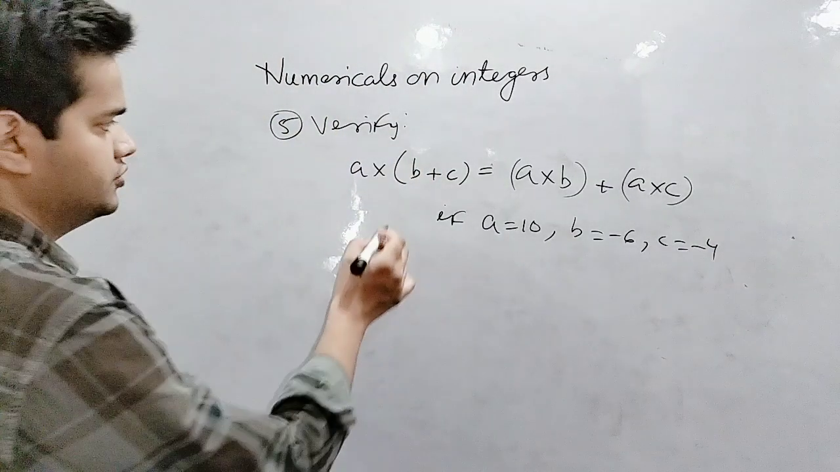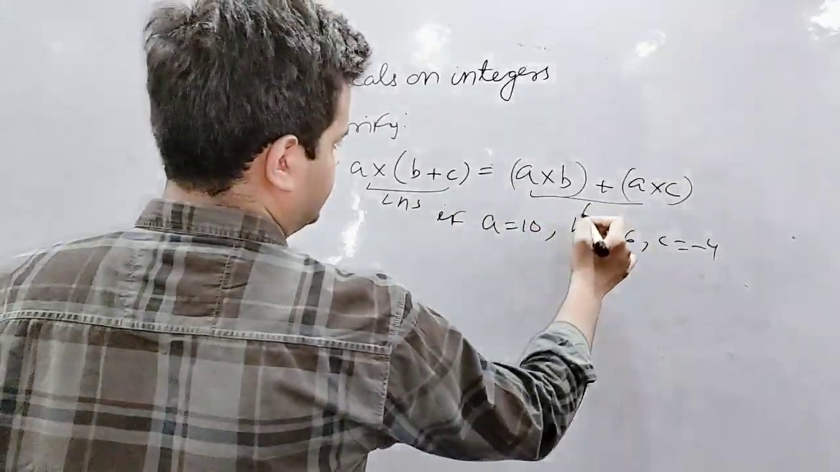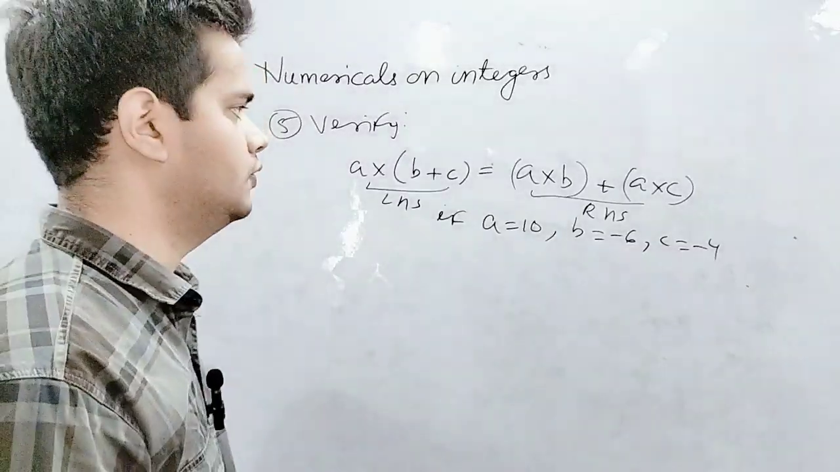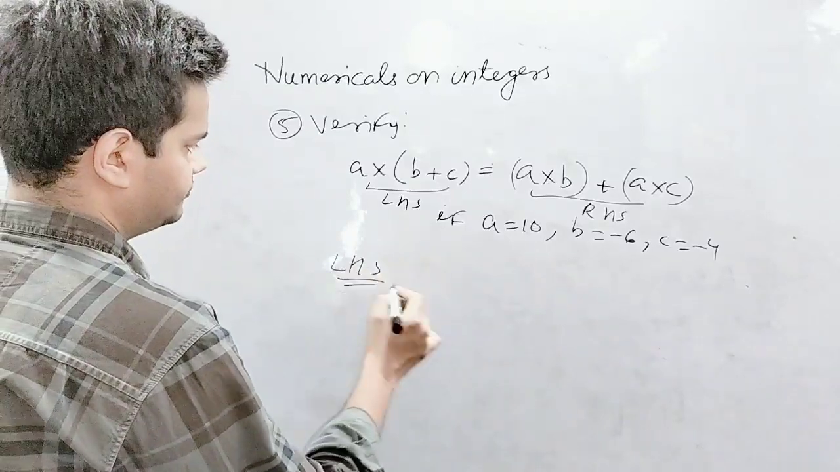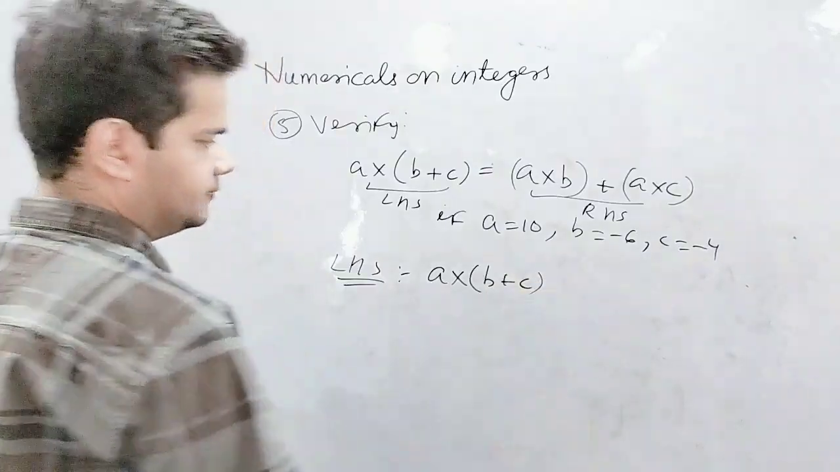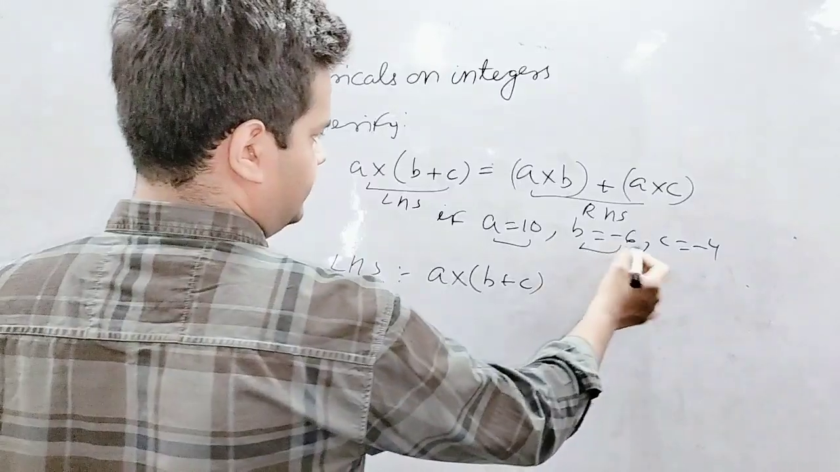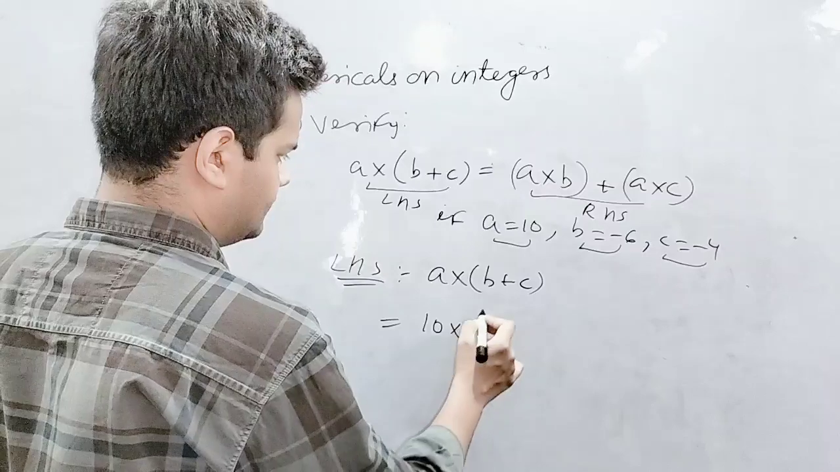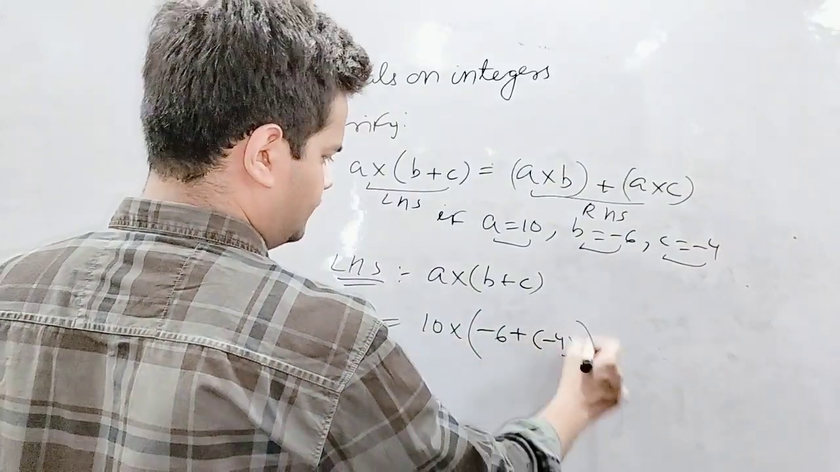Okay, so मुझे यहाँ प्रूफ करना है. ये इसका LHS है और ये इसका RHS है. कोई भी फॉर्मूला तब प्रूफ होता है जब दोनों साइड में इक्वल वैल्यू आती है. So my LHS becomes a into b plus c. So what is a? A is 10, b is minus 6 and c is minus 4.